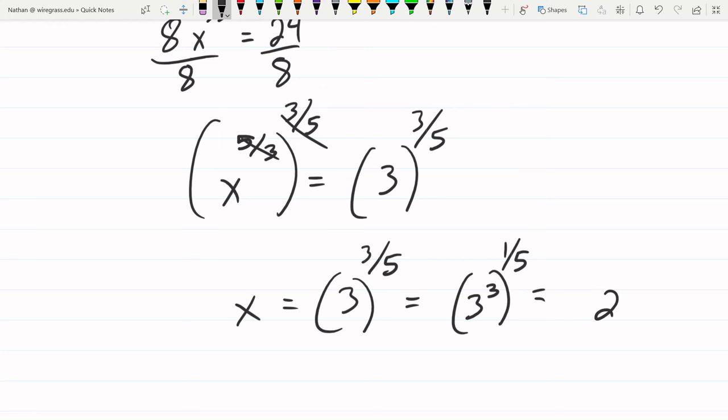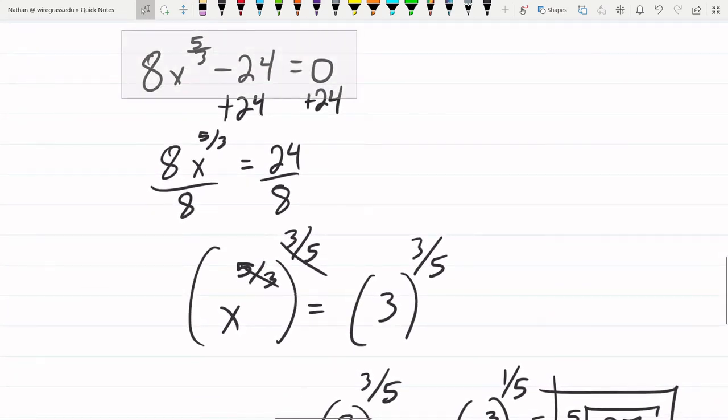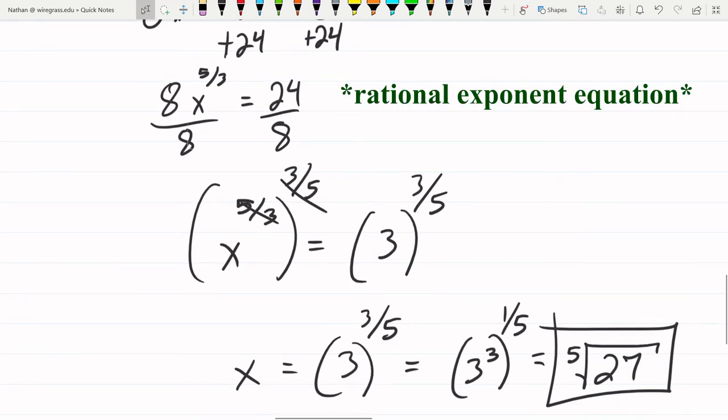3 cubed is 27, and the 1/5 power is the 5th root of 27. Again, there is no nice number for the 5th root of 27. It's going to be some decimal number, and it's not going to be easy to work with. So this is our answer. You can plug this back into the original equation and you'll see that it gives you a true statement. But that's how you handle rational equations.